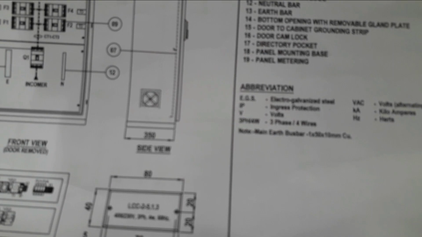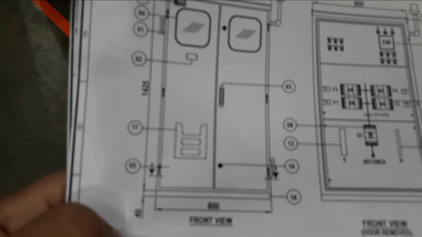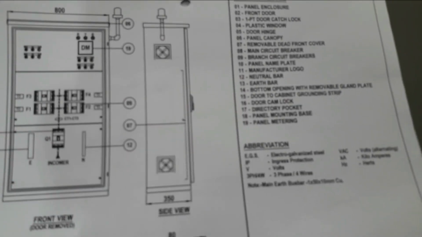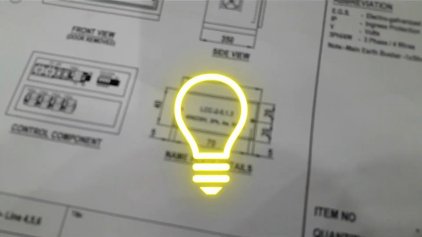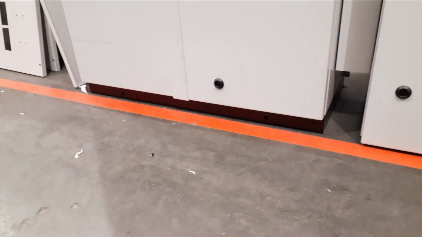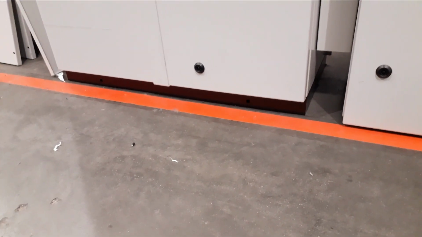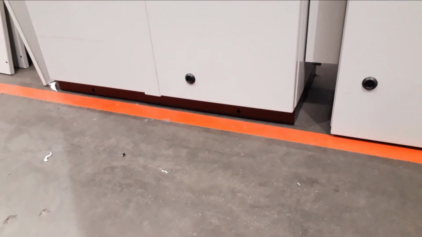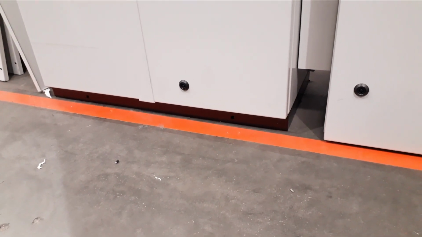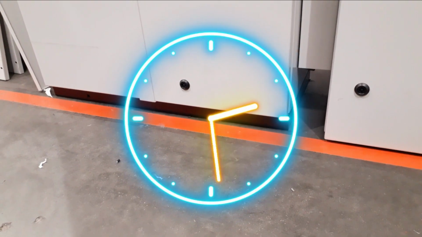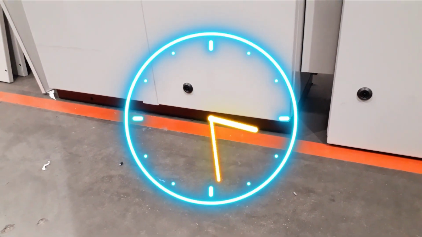And next is the directory pocket, which is shown here. This is the pocket, and I will show you inside physically. And then next we have also the panel mounting base. The panel mounting base is the bottom one, the black one. That is what we call the base. It is the foundation base with provided holes for mounting the device to the floor.